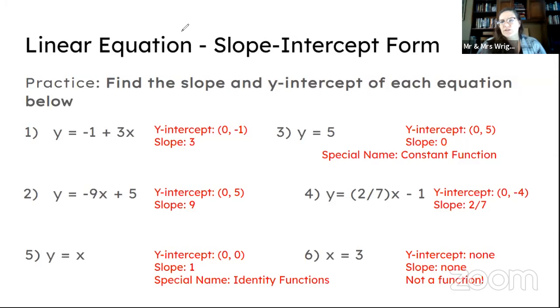Here, there is no slope and no intercept. The slope is undefined, and this one is not a function. Even though it's a linear equation, it's not a function, whereas everything else on this page is.